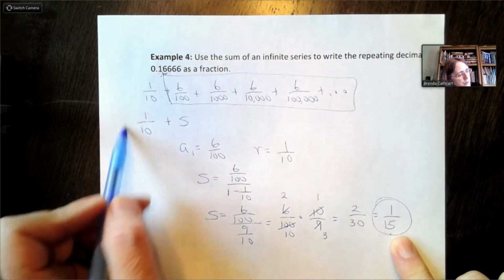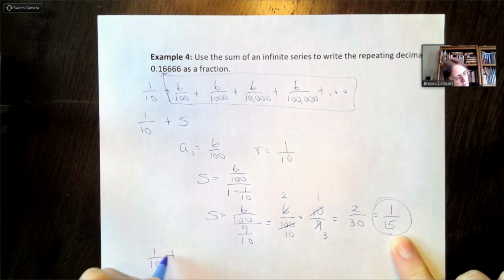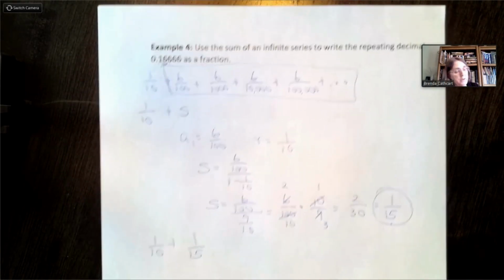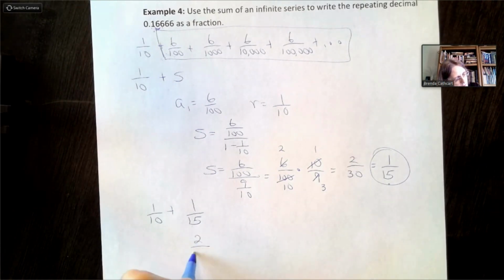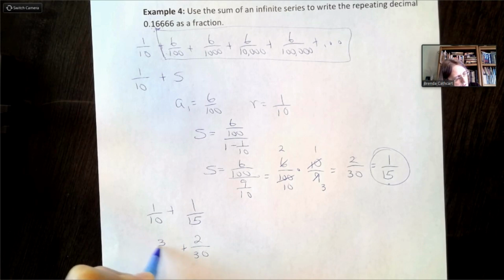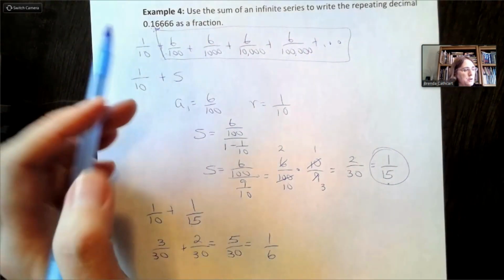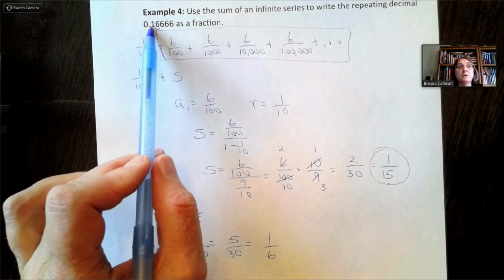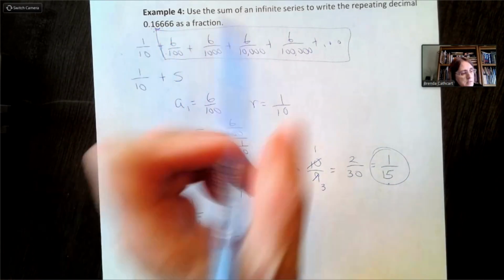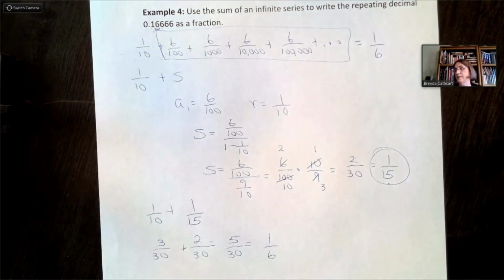Now let's finish with the fraction. We need to add 1/10 plus S. So 1/10 plus 1/15. I guess I should have left that as 30ths. This is 3/30ths plus 2/30ths is 5/30ths, which reduces to 1/6. So our infinite geometric sum here, our decimal 0.1666666, is equal to 1/6. And that's our video.